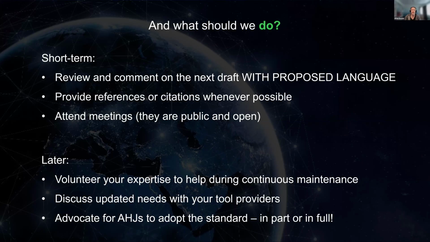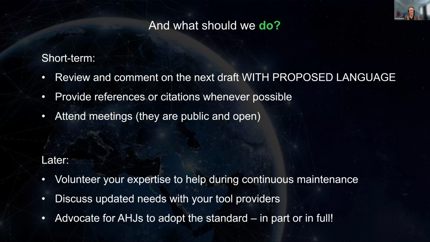And then finally, if you really care about this and you want to get really deep into it, you can attend our meetings. They are public, they are open. ASHRAE has Zoom links to basically all of them, and you can attend. You're not allowed to vote, but you're allowed to attend and also make comments and participate in the conversation if you would like to.